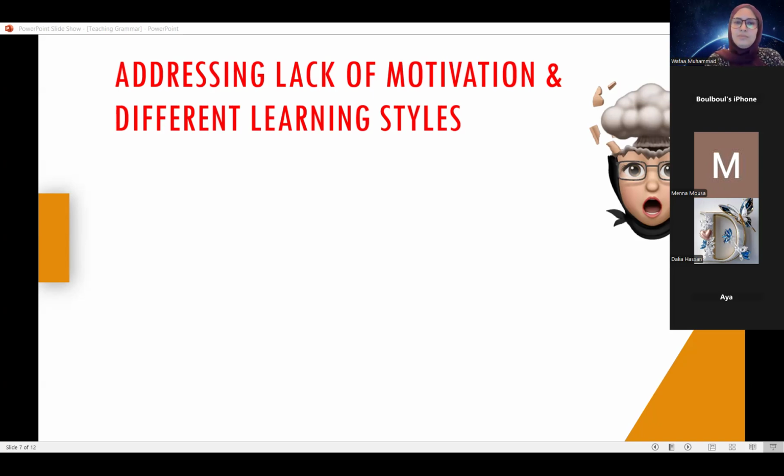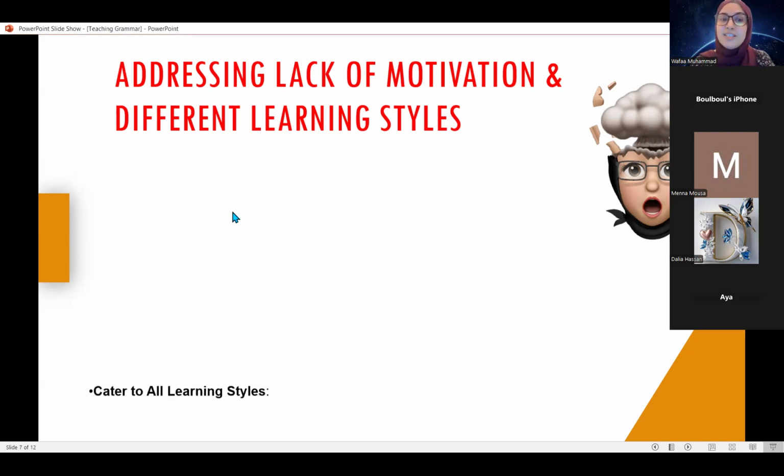I feel, honestly, that word wall is very nice. Word wall is amazing, but you need to search right, okay? So let's proceed. Ways of addressing the lack of motivation. You have to have gamification in your class, like we had examples of this, okay?